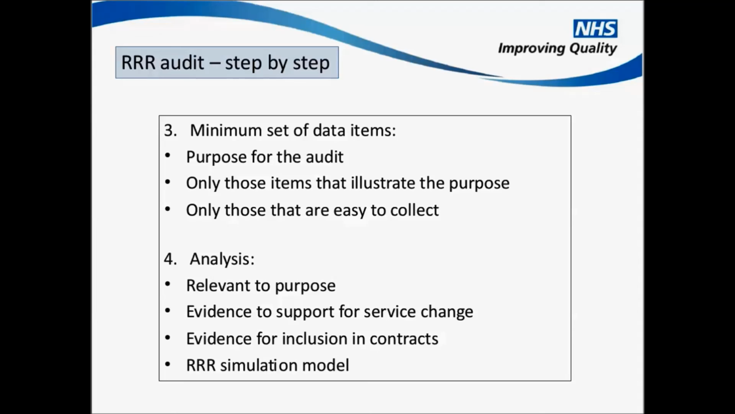In general, we would recommend a smaller list just to make the audit easier, particularly if it's going to be collected during ward rounds. So you'd only want those items that illustrate the purpose for doing the audit in the first place. So if you're using the audit to understand your discharge planning process, you should limit the audit to those data items which illustrate factors about your discharge planning process. And also only collect those that are going to be easy to collect. If it's too difficult to collect, then you need to weigh up the benefit of collecting that data item against the resource that's required to collect it.